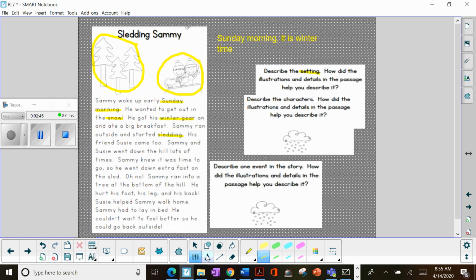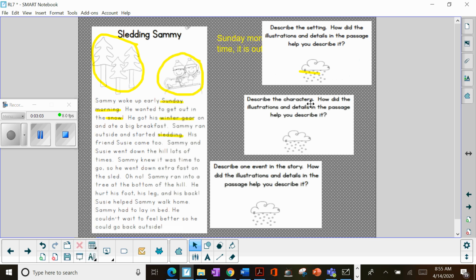And you know what? I did not add that on there, so I need to add that on there, that it's wintertime, but it's also the place outside. Okay, so let's go back here. We're going to cover this a little bit, put that up there.